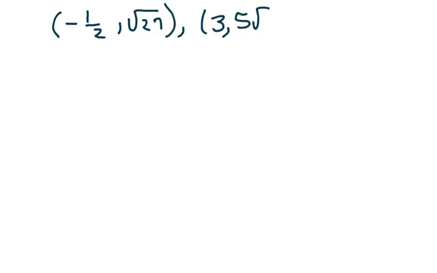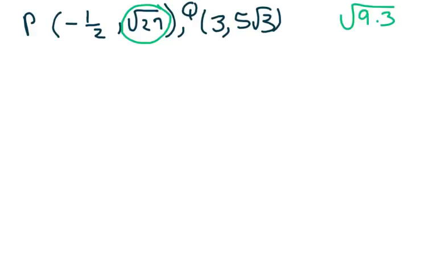All right, and let's do some with some radicals. It's pretty easy. Let's do this one. I have -1/2 and square root of 27. And I have 3 and 5 square root of 3. So, point P, point Q, first of all, I'm going to rewrite this. Square root of 27 is square root of 9 times 3. And so the square root of 9 is 3. You get 3 square root of 3.